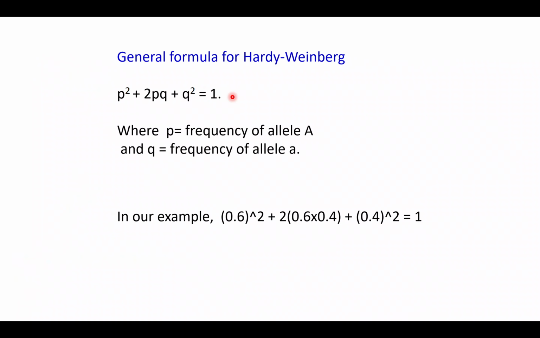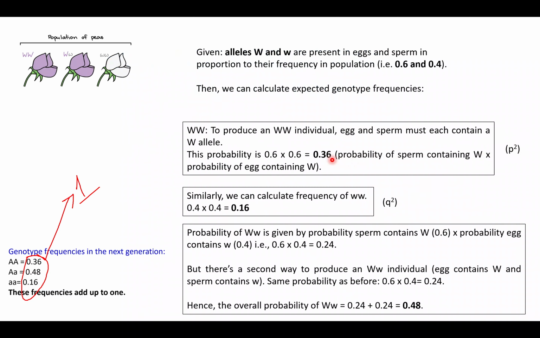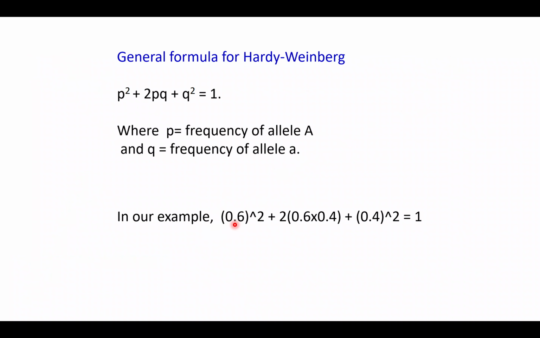And if you add this, it becomes 1, where P is the frequency of the dominant allele and Q is the frequency of the recessive allele. In our example, P was given as 0.6 and Q as 0.4. So here it is 0.6 square plus 2 into 0.6 into 0.4 plus 0.4 whole square. It is 1. So this is the general formula for the Hardy-Weinberg equilibrium equation.